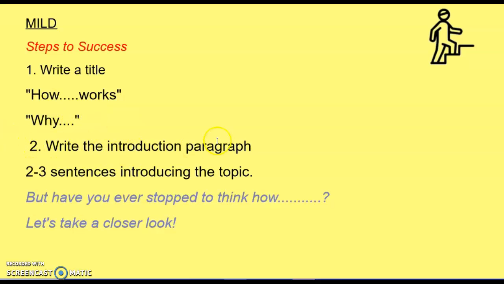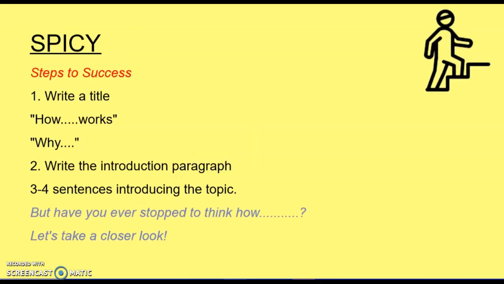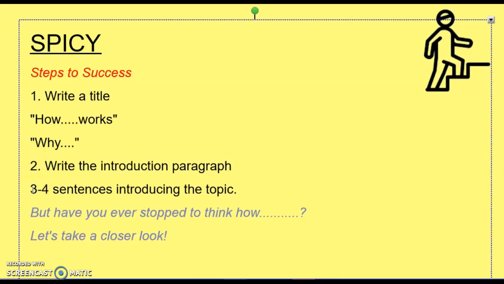Number 2, you can write the introduction paragraph. For mild, think about 2 to 3 sentences to introduce the topic, okay? If you want to challenge yourself with spicy today, okay, you need to think of a topic you want to write about, write the title. You could use these titles as an example, how something works, why this happens. Then you need to write your introduction paragraph to introduce the topic you are explaining. Okay, to stretch yourself, try and use about 3 to 4 sentences to introduce the topic.